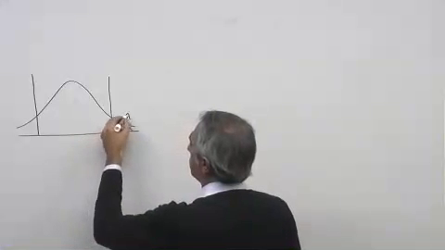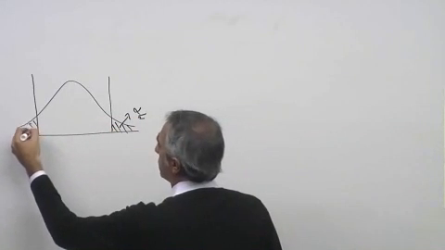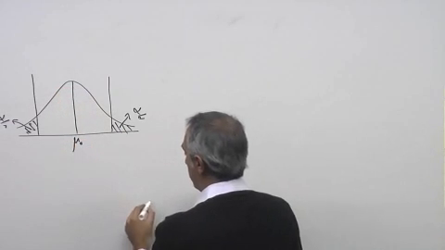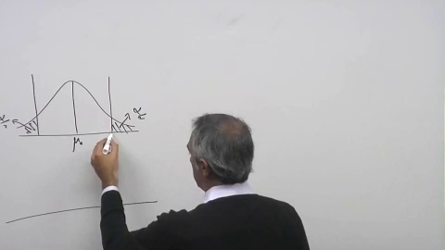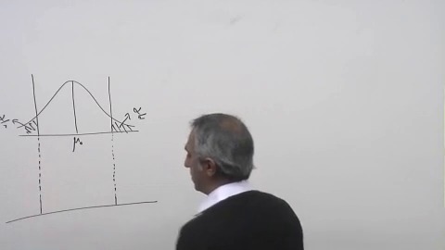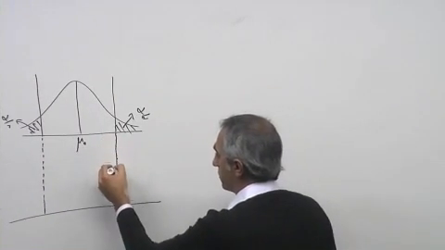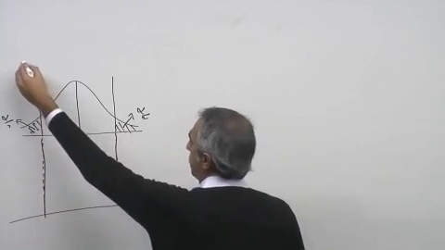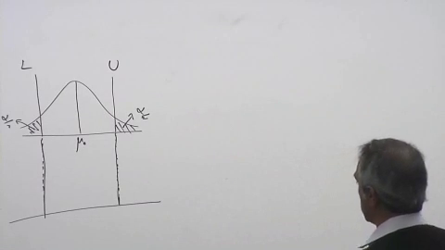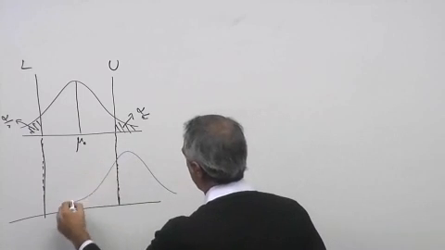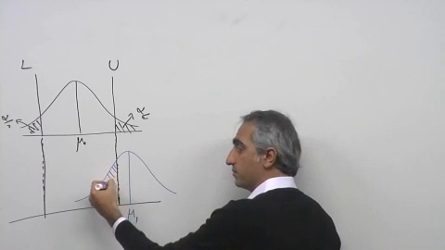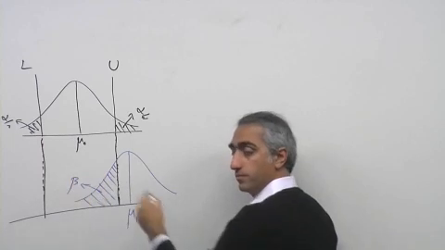So this is alpha over 2. This is alpha over 2. This is mu 0. Now, these are the limits we are using. These are the rejection regions. So this is the lower bound and upper bound of the rejection region. Now, let's say the mean of the process changes to here, and this is mu 1. So what is our beta? It is this side. Okay?